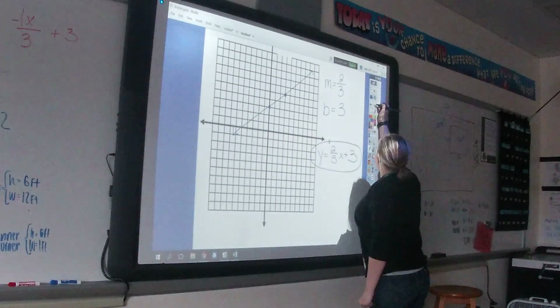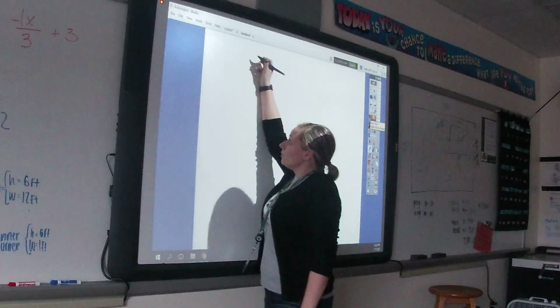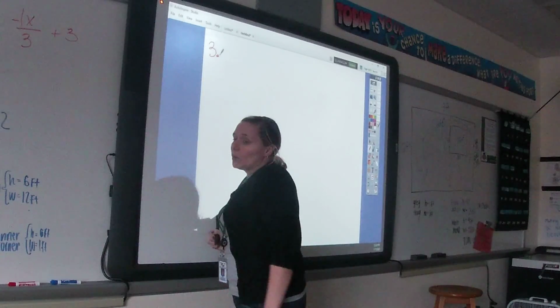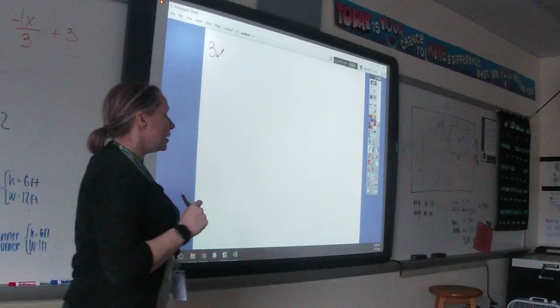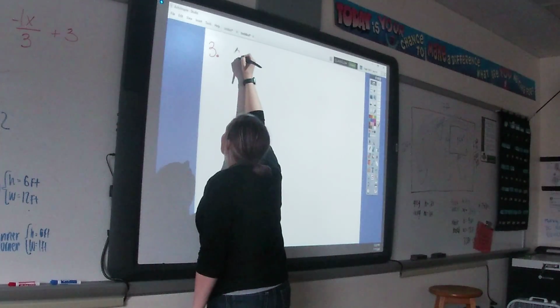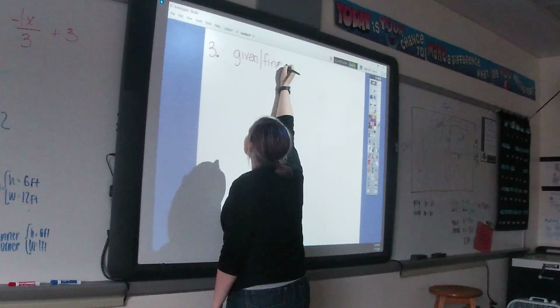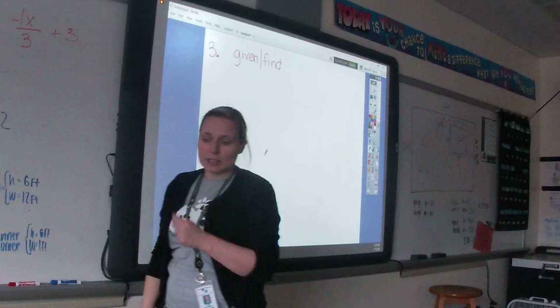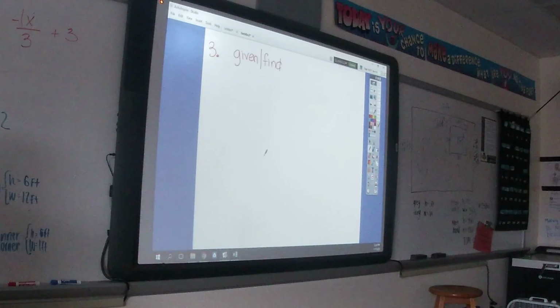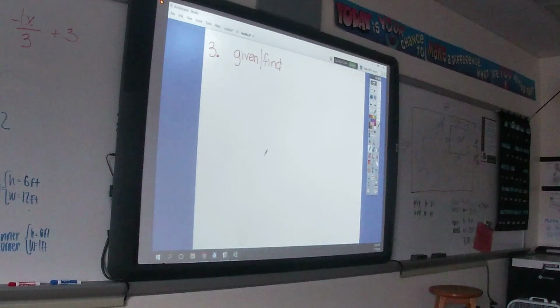Option 3. We can write the equation of a line if we are given, or we can find, what do we think is going to be our other option? The x intercept. We need 2 things, so what 2 things do you think?